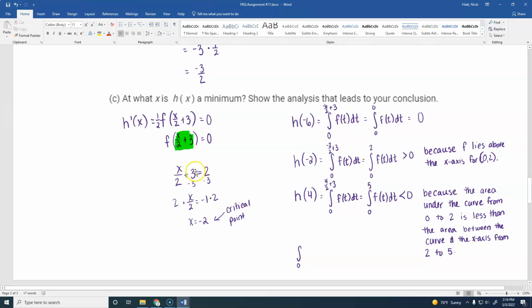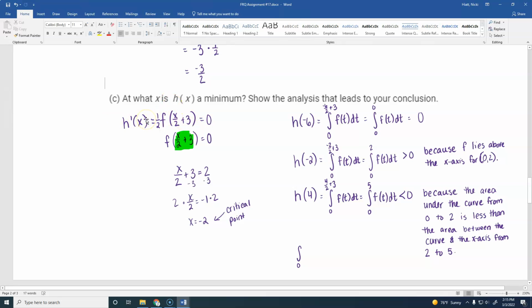Because our derivative of h is not the graph of f, it's this 1/2 f of x over 2 plus 3, which we don't have the graph for. If we wanted to think about what it's going to look like, it's going to be moved to the left some and expanded horizontally, compressed vertically. It would be really hard to think about what that graph looks like.